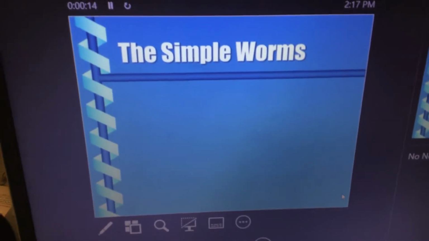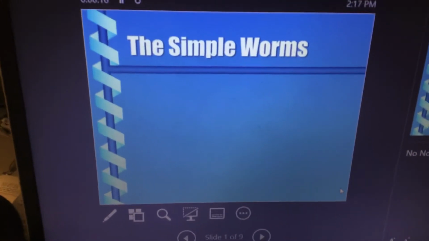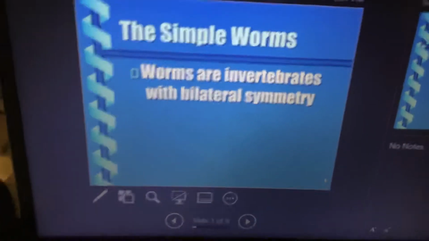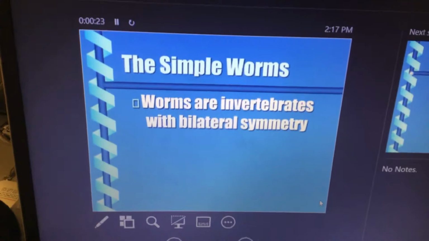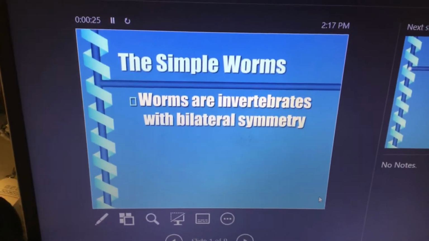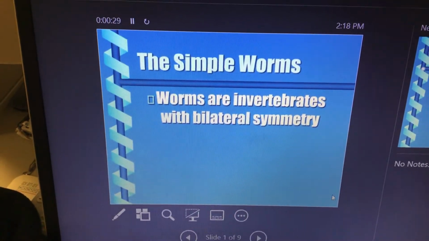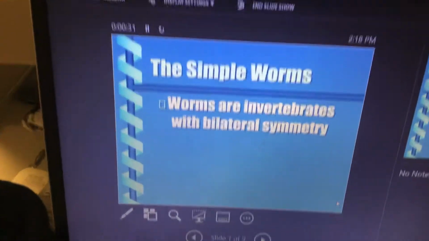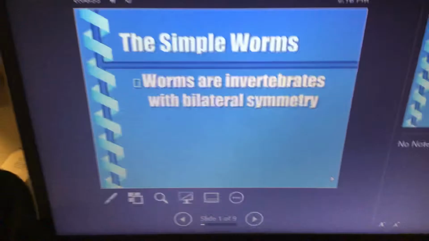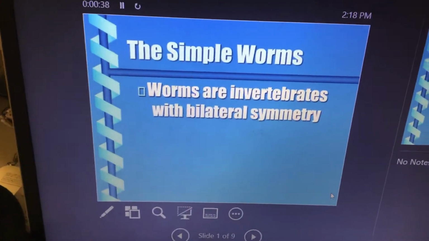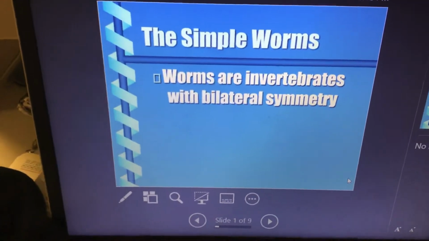Today we're going to talk about worms, simple worms. Why don't you write this down? The worms we're going to talk about are invertebrates with bilateral symmetry. So no backbone, and you can cut them down the middle, you can fold them down the middle. There is a head and a tail, a rear end, so you can't cut them in half, but you cut them down the middle, one way.